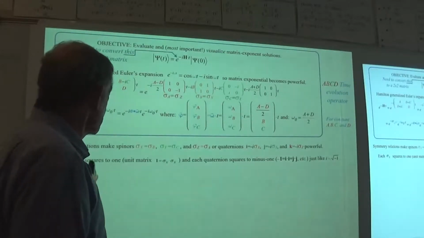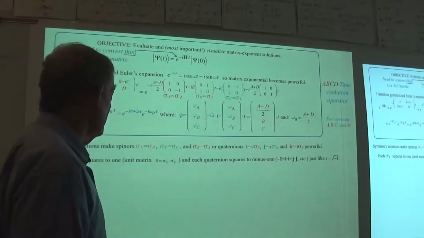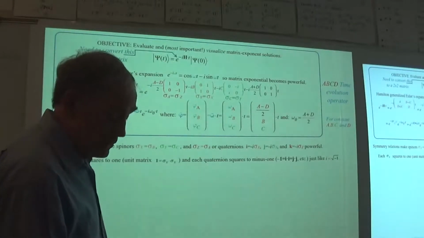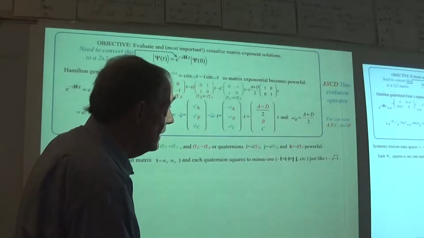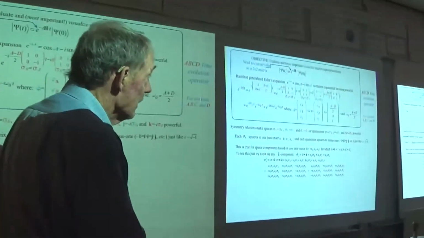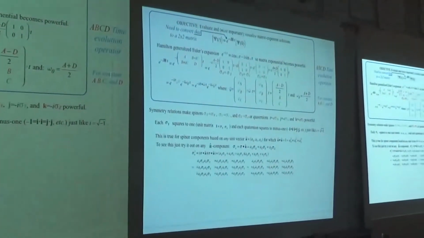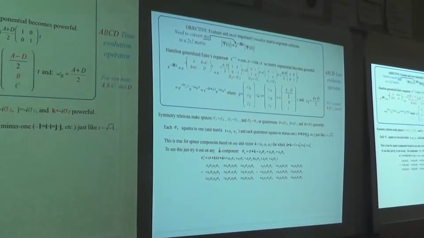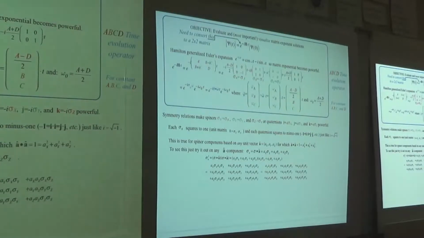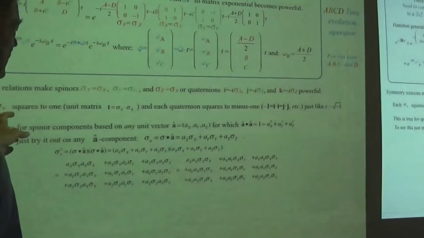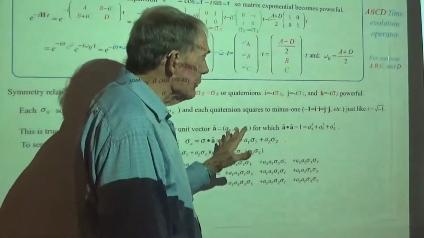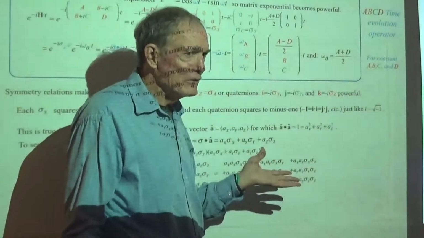So, the symmetry relations that we're talking about here, as I say, make these things square up to 1, unlike the quaternions. There's an example of all the products that we would be getting if we were to look at this as a linear combination, like I'm doing right here. The idea is that sigma x squares up to 1, sigma y squares up to 1, and sigma z squares up to 1. But is that the only ones that square up to 1?